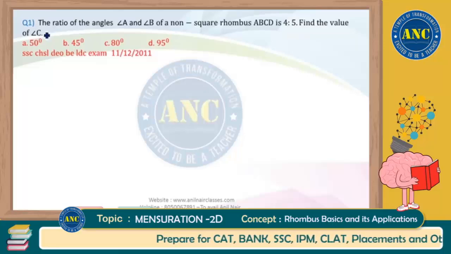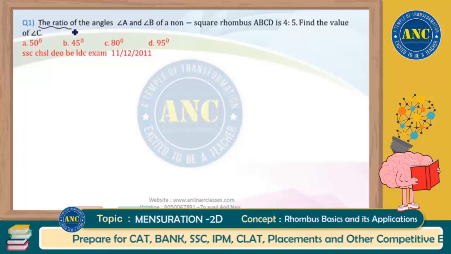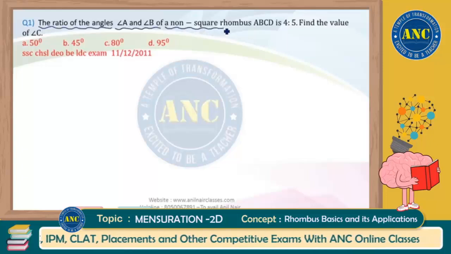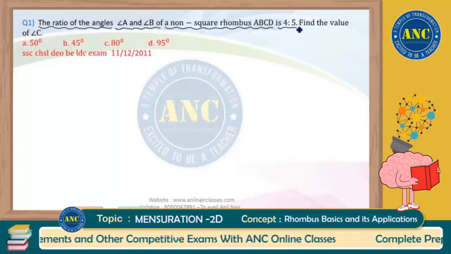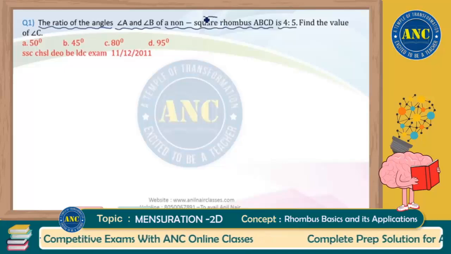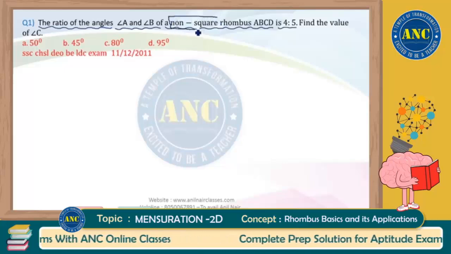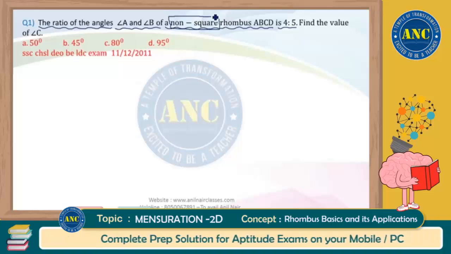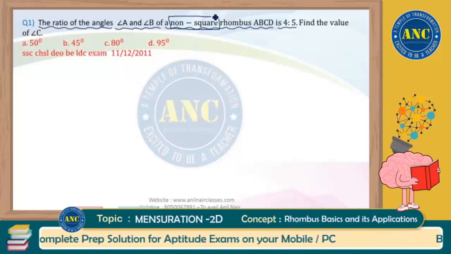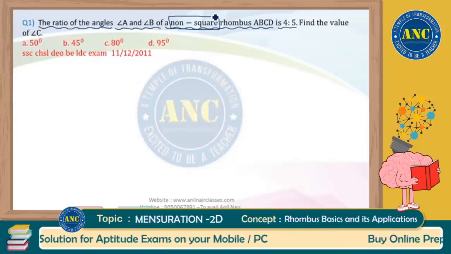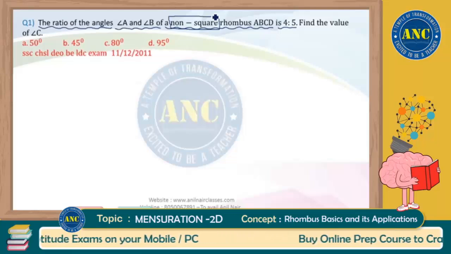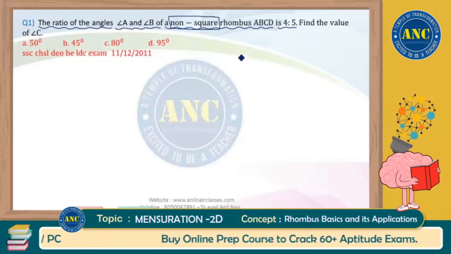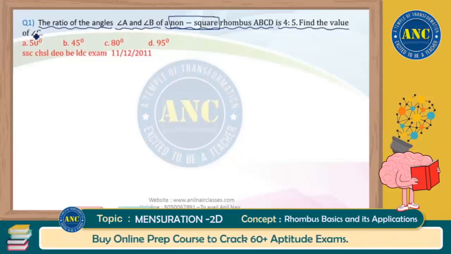Now see here, sir. The first question says, the ratio of angles A and B of a non-square rhombus ABCD is 4:5. Why did they mention it as non-square? Non-square is nothing but the diagonals are different. The diagonals are not equal. That is the meaning of non-square rhombus. Find the value of angle C.